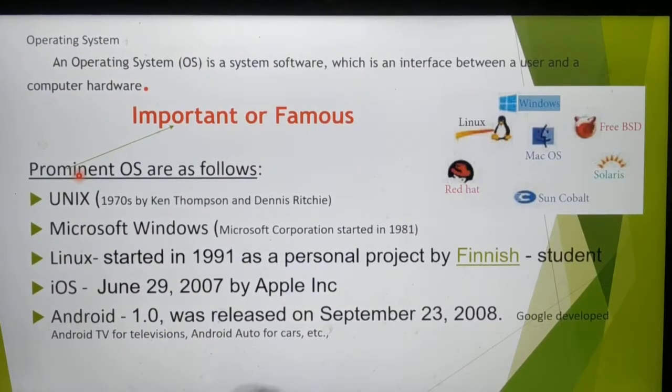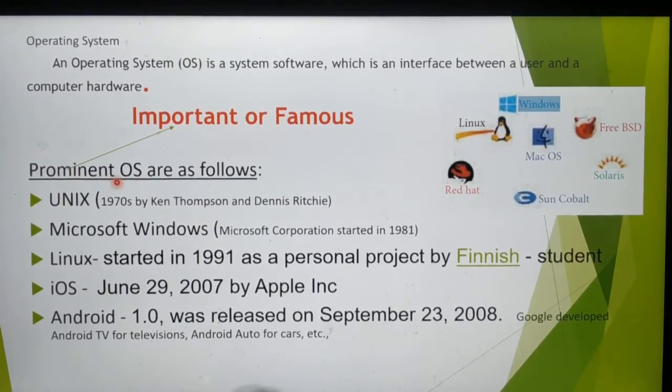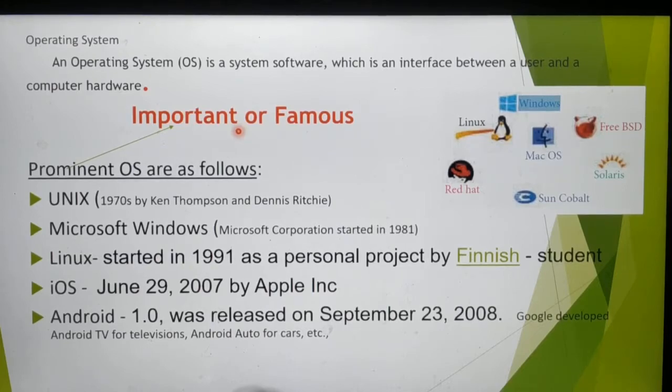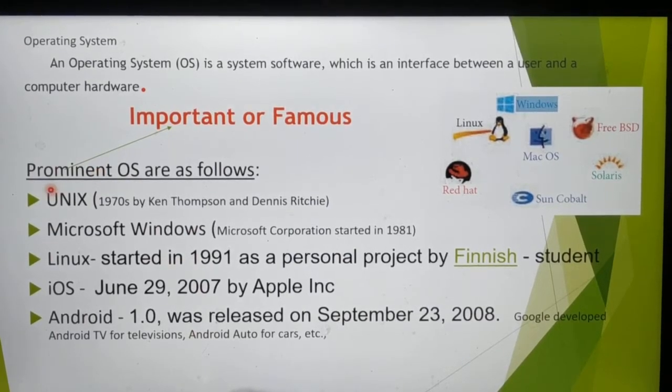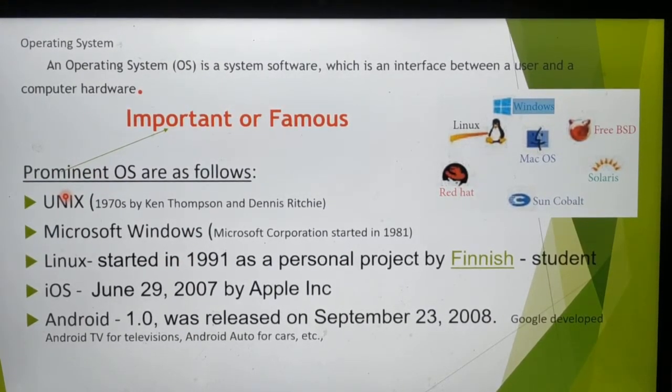Next we can see some of the prominent operating systems. What is the meaning of prominent? Prominent means some familiar or important operating systems. We have more and more operating systems. Among them, here we are going to see only the important operating systems. Here the first one is the Unix operating system.